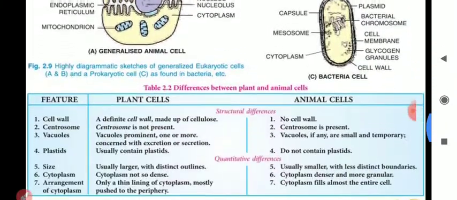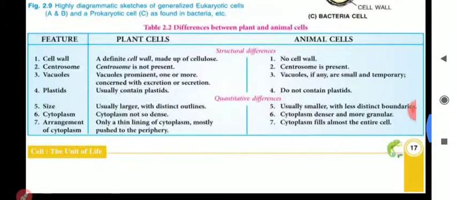Now we have certain differences between plant cell and animal cell. Let us see them. See here, all of you, onto the table, some differences between plant cell and animal cell. Plant cell contains a cell wall which is made up of cellulose. Animal cell does not have a cell wall. In plant cell, centrosome is absent. In animal cell, centrosome is present.